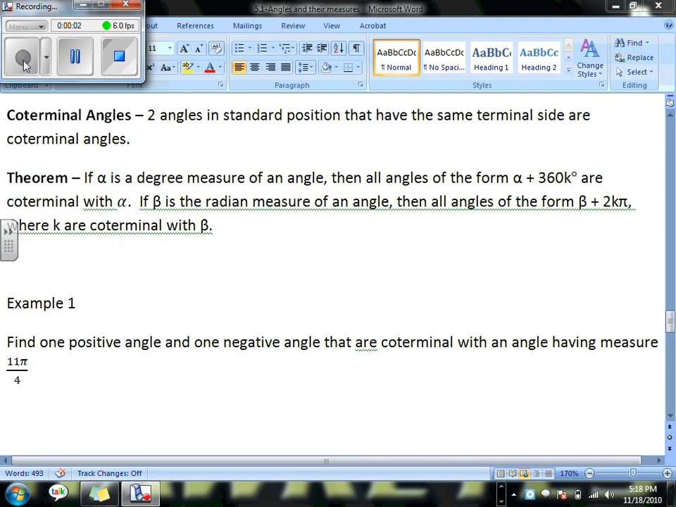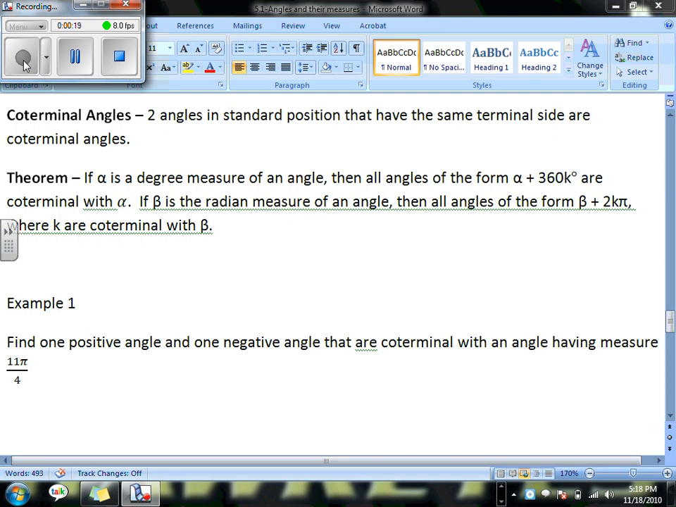Okay, we're continuing on with the vocab and familiarizing ourselves with angles and getting comfortable with that. So it's going to make life easy as we're moving on to trig. So another little vocab here we have is coterminal angles.